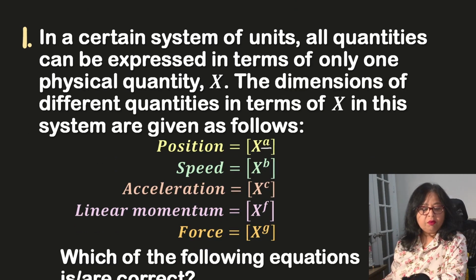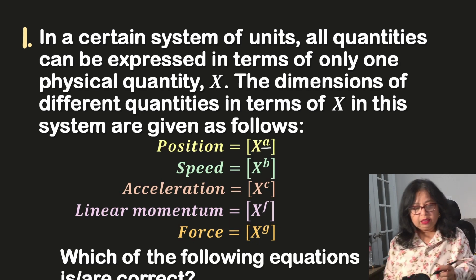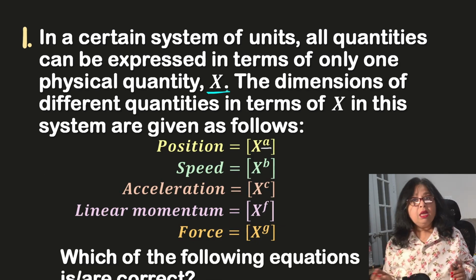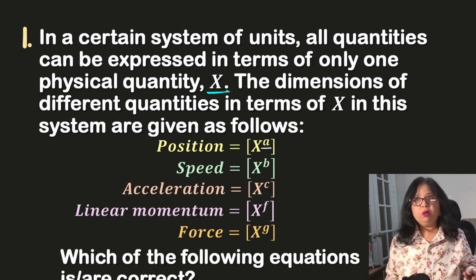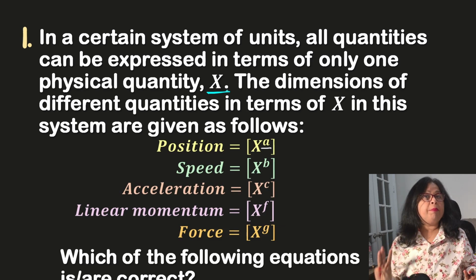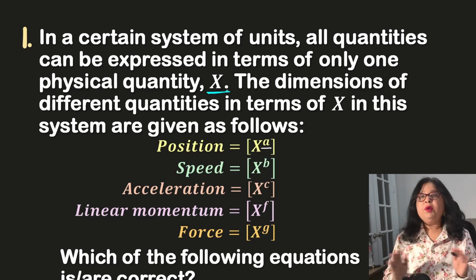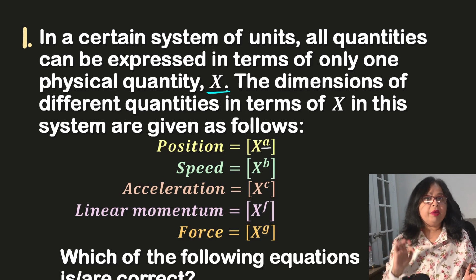So our first problem for today says that in a certain system of units, all quantities can be expressed in terms of only one physical quantity, and that one physical quantity is x. Now, typically in mechanics, you know that every physical quantity can be expressed in terms of the three base or fundamental physical quantities: mass, length, and time. However, in this system of units, every quantity can be expressed in terms of x.